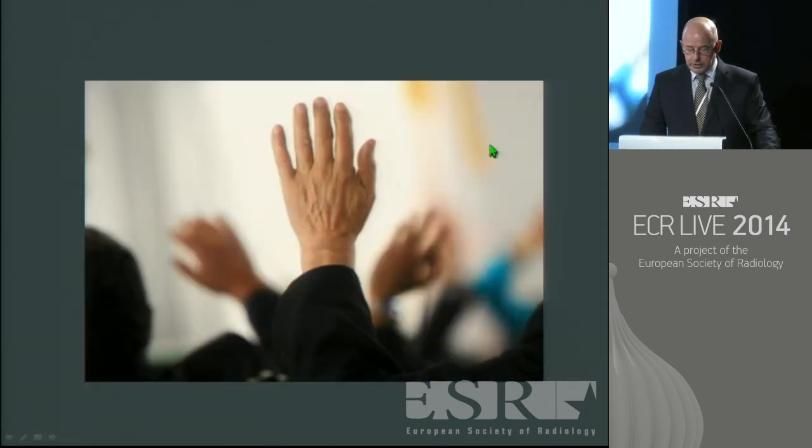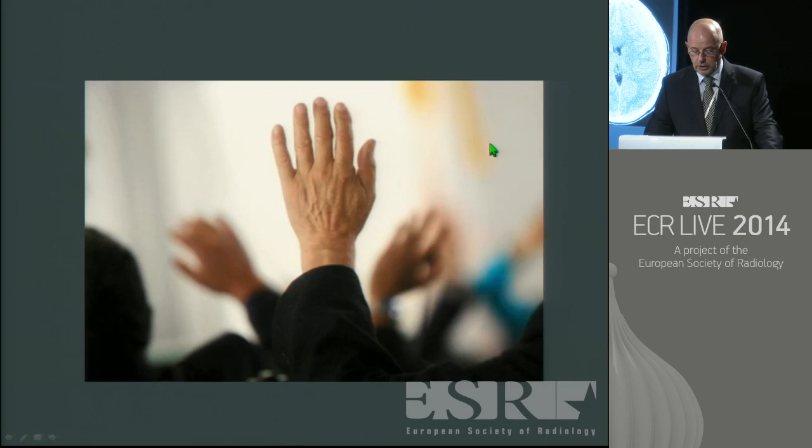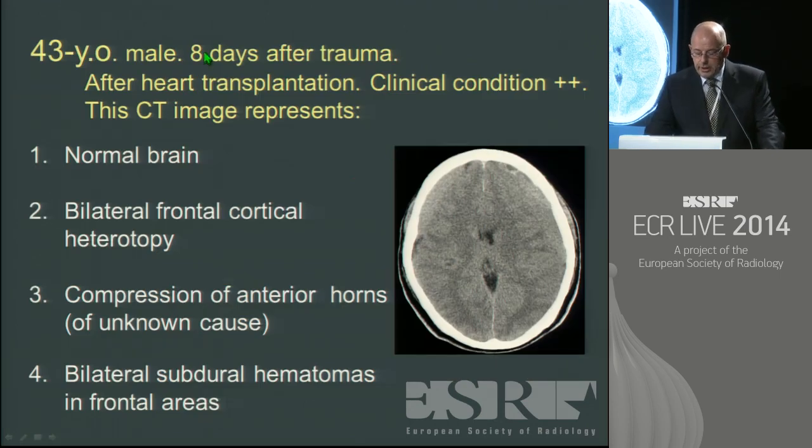Okay, so look at this image. 8 days after the trauma, after heart transplantation, clinical conditions almost very good. This CT image represents normal brain, bilateral frontal cortical heterotopy, compression of anterior horns of unknown cause, or bilateral subdural hematomas in frontal areas. Just look at the image.